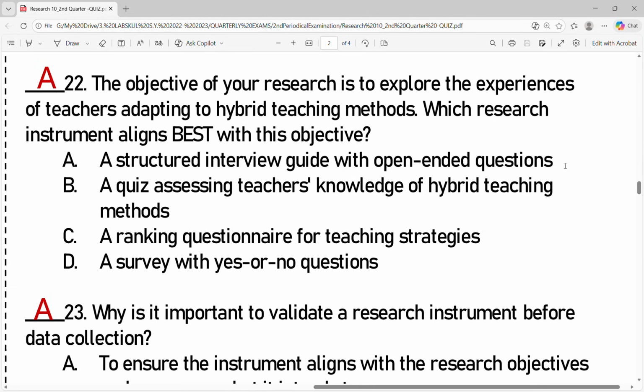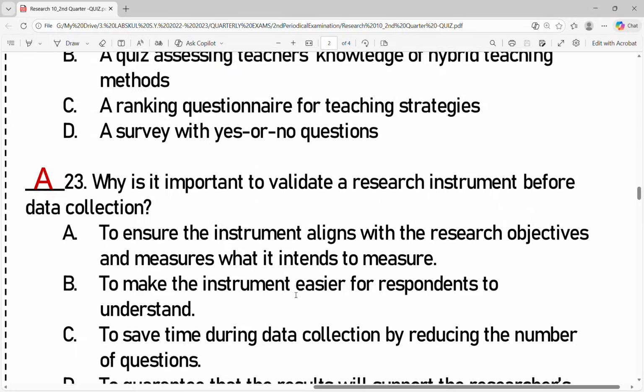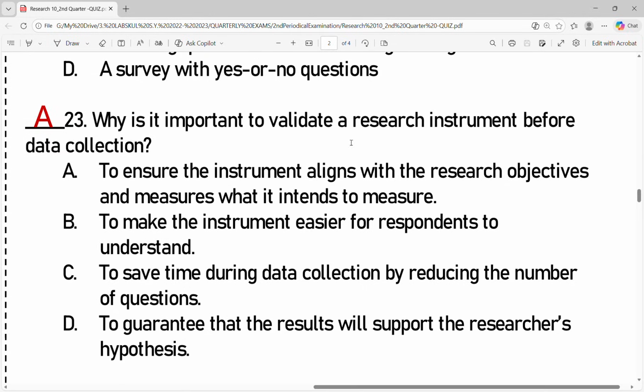So you have to prepare your interview guide consisting of open-ended questions that your students or your participants or your informants would be answering. Next, number 23. Why is it important to validate a research instrument before data collection?